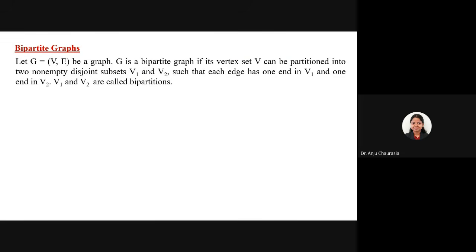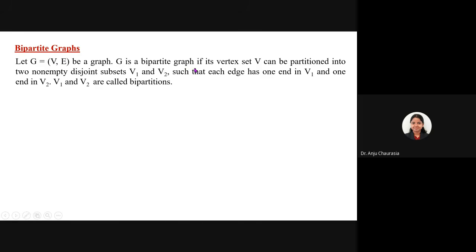Now try to understand. Now the topic is going to be a little bit complex. Bipartite graph. Try to understand the meaning of the graph. Bipartite. All graphs have their own meaning. Okay, what is the meaning of bipartite? Bi means two, partite means partitions. So let G = (V, E) be a graph. Vertex set V, edge set E.